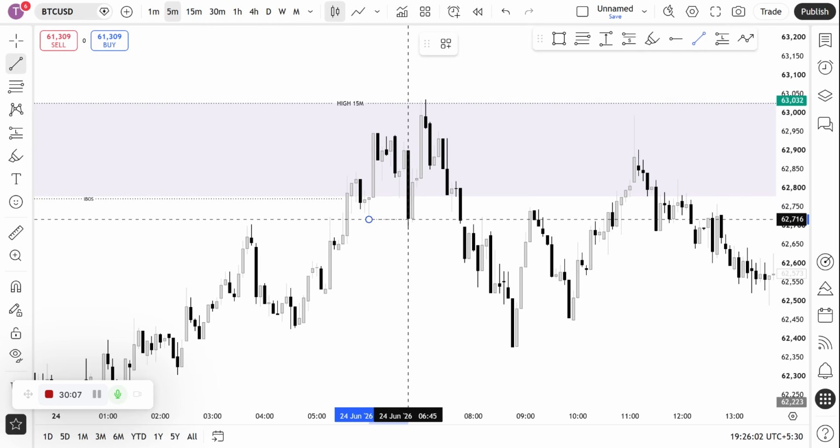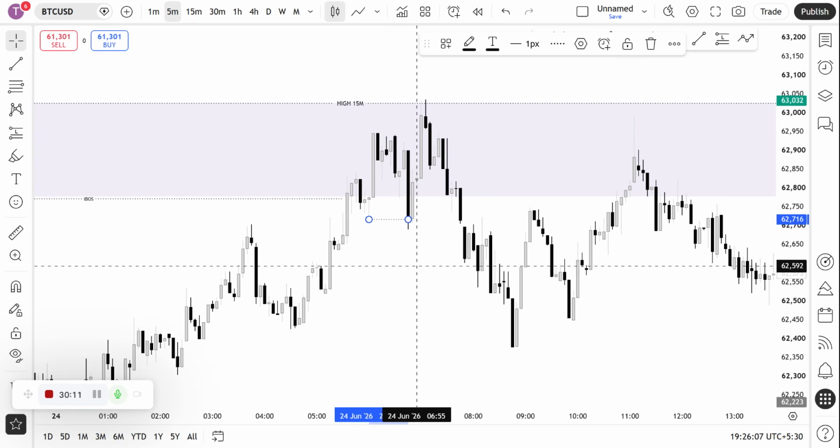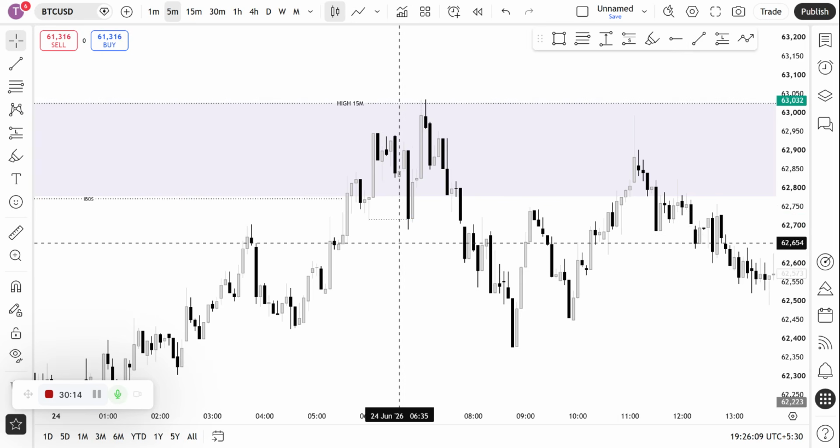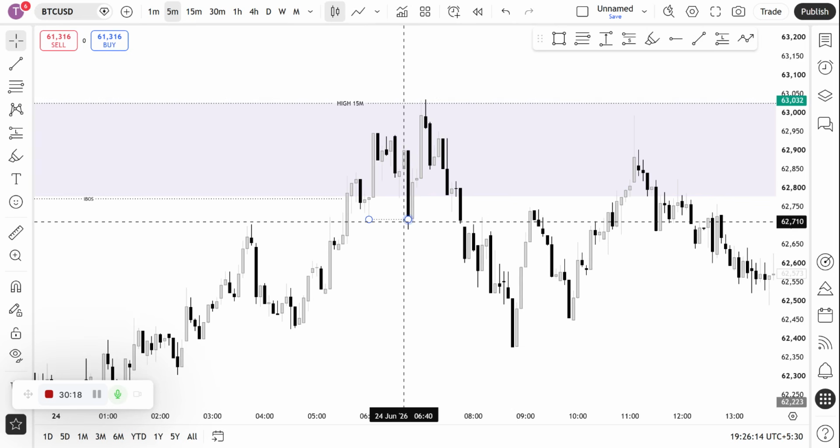So as you can see right now, this is a liquidity sweep. Why am I saying it's a liquidity sweep? Because this candle didn't close below this low. So I don't take it as a market shift. Why?